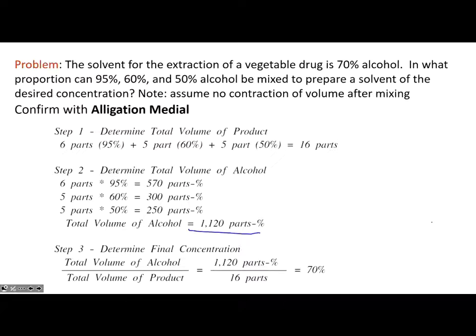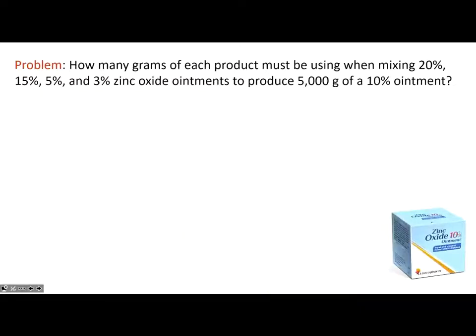So 1,120 parts percent you get by adding all of that up. Okay, that's the total amount of alcohol. So if we put that in the numerator, that's the amount of alcohol out of the total number of parts. So what's 1,120 parts percent divided by 16 parts? Parts cancel, and we end up with percent, and you do that math, and you get 70. So it proves that if we use those concentrations of alcohol in those relative amounts in terms of parts, we get a 70% solution. All right?